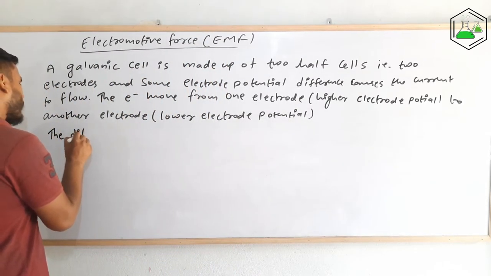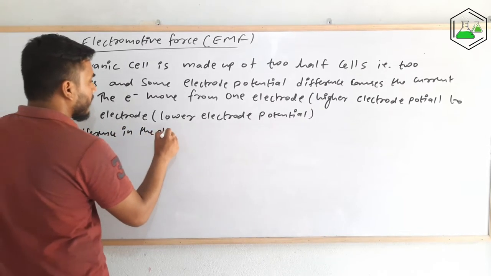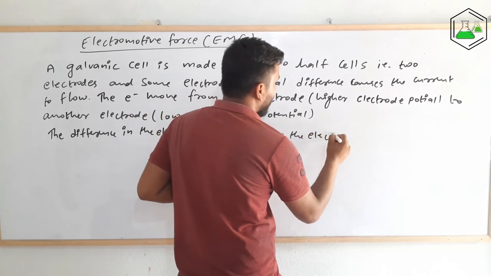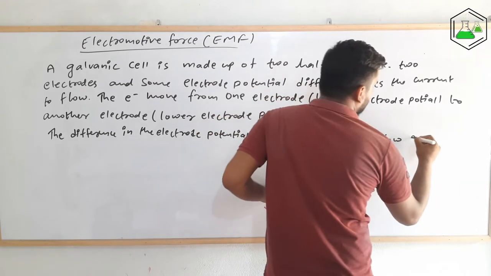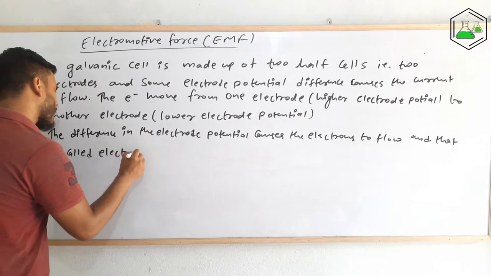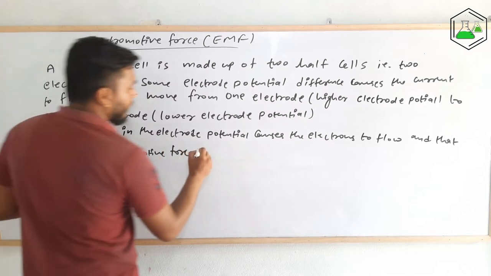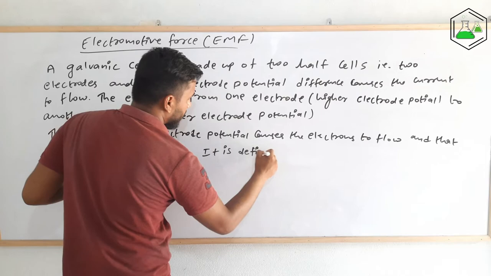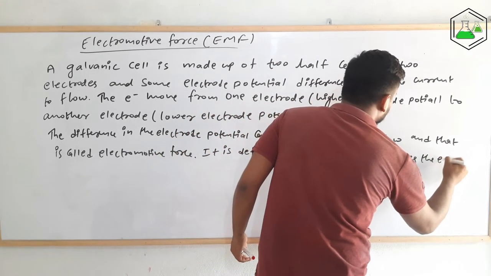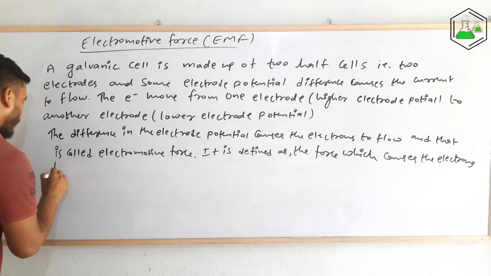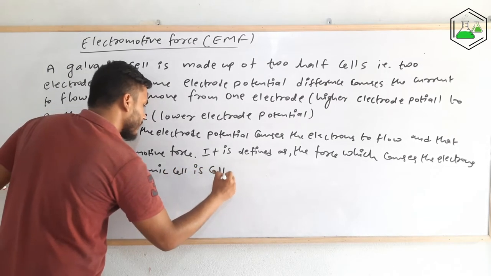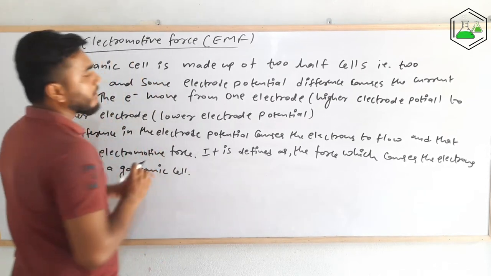So the difference in the electrode potential causes the electrons to flow, and that is called electromotive force. It is defined as the force which causes the electrons to flow in a galvanic cell. So this is the definition of electromotive force.